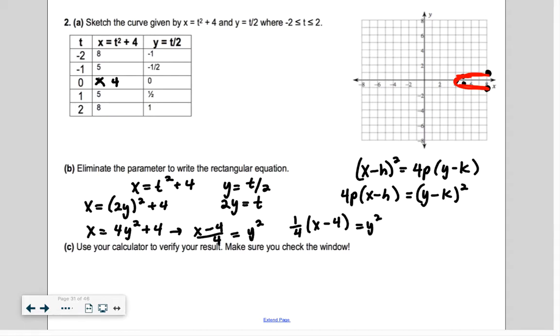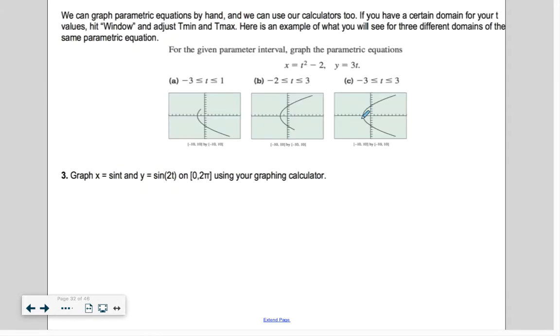So don't worry too much about the standard form right now, but we are going to do a review of conic sections soon. So we'll be doing that again. I know, so exciting. All right. So we used our calculator, we checked our window, and we're good. All right, so next thing.